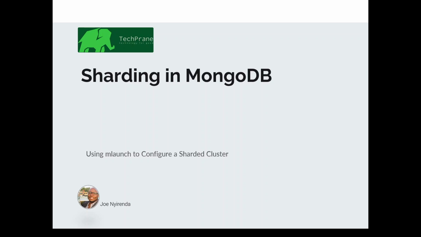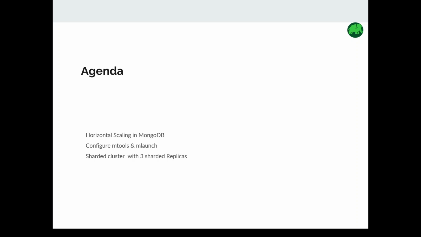In this video, we discuss sharding in MongoDB. Sharding is a technique used to scale horizontally in MongoDB. Mlaunch is part of an open source set of tools referred to as Mtools. It allows you to spin up complex MongoDB environments on your local machine. And this is what I'll be using today.